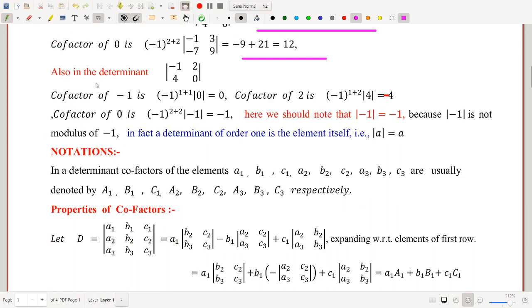Special case, let us consider this second order determinant. Cofactor of minus 1. Minus 1 lies in first row and first column. So minus 1 to the power 1 plus 1. Now omit first row, first column. What you get? We get only one element.